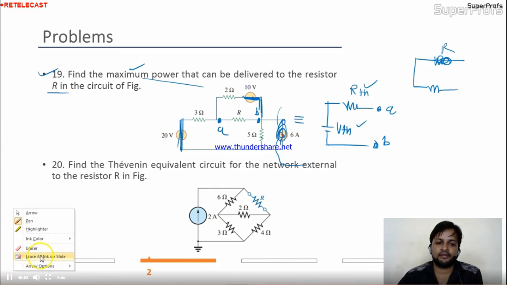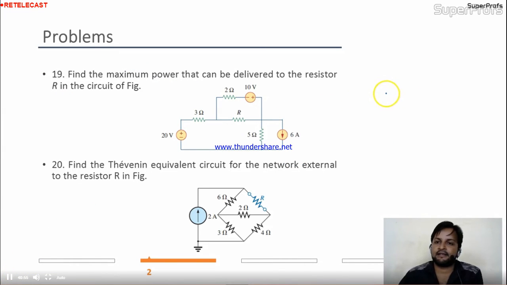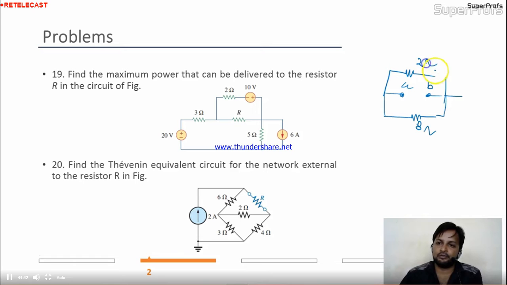Wait a minute. This is point A and B. Here I'm having 8 ohm. Once you turn off the circuit, this 3 and this 5 will become series connected, and over here I'm having 2 ohm. Is it okay? So finally, for the resultant you need to calculate RTH, and the resultant is the parallel combination of 2 and 8.